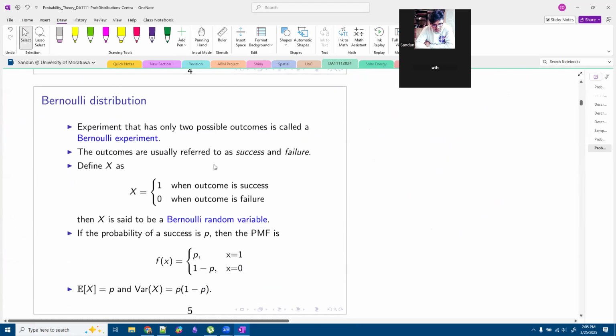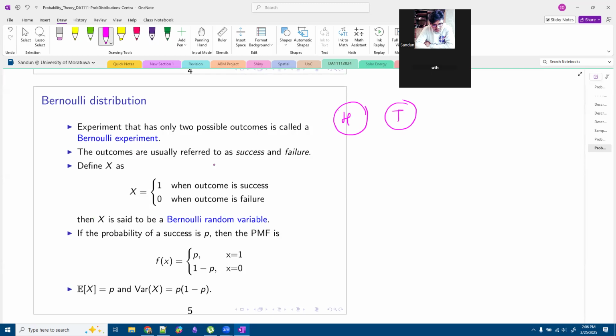Now we come to a very important topic, the Bernoulli distribution. An experiment that has only 2 possible outcomes is called a Bernoulli experiment. So what is an experiment that has only 2 possible outcomes? One particular example is tossing a coin. A coin might show head or tail, so 2 possible outcomes. Another example is a yes or no scenario. If you ask someone whether they know about this, that person can say yes or no. So that's an experiment that has 2 possible outcomes.